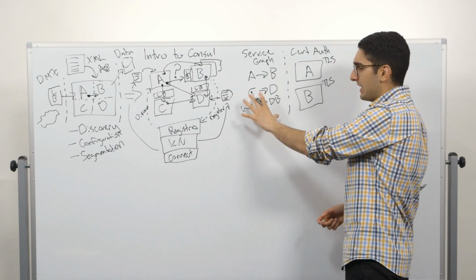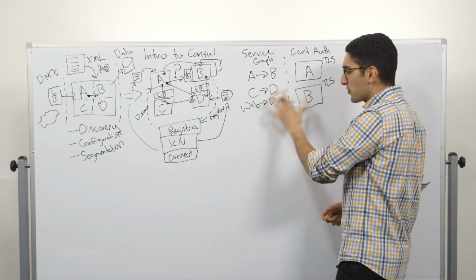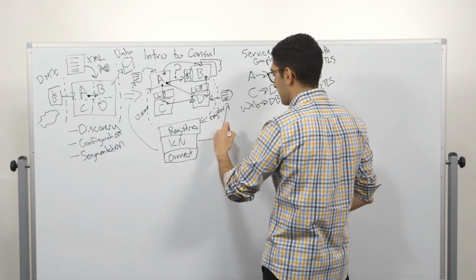Now, how do we actually enforce this? This translates then into a set of proxies.